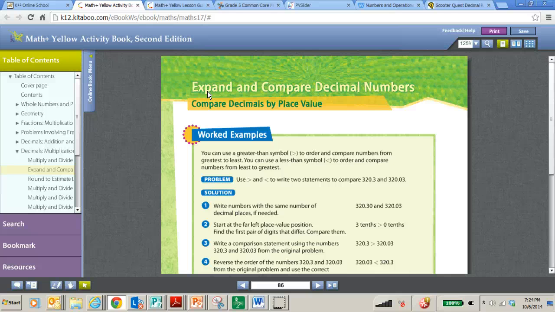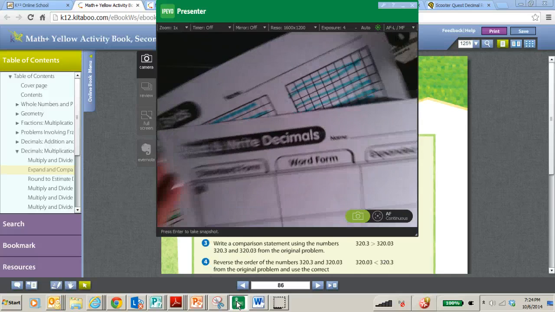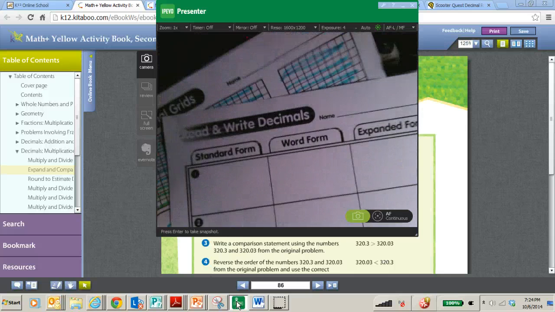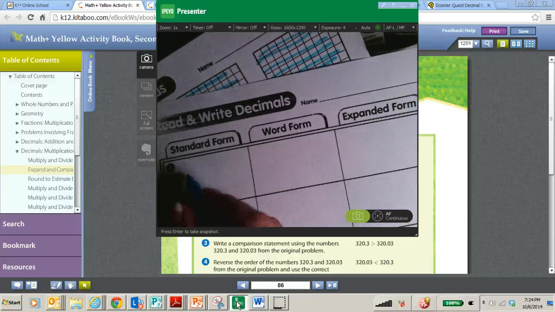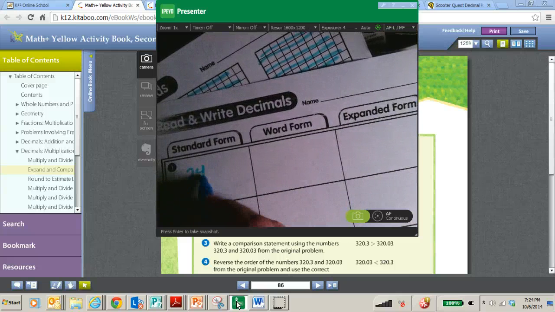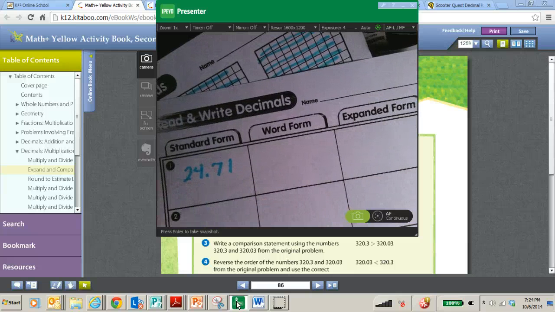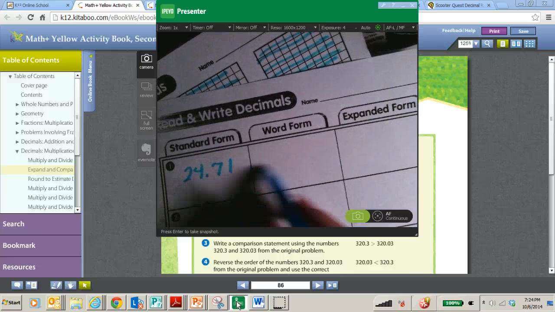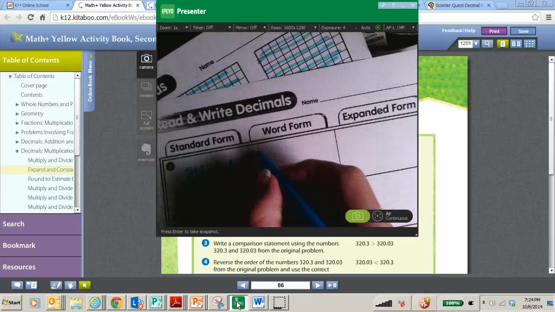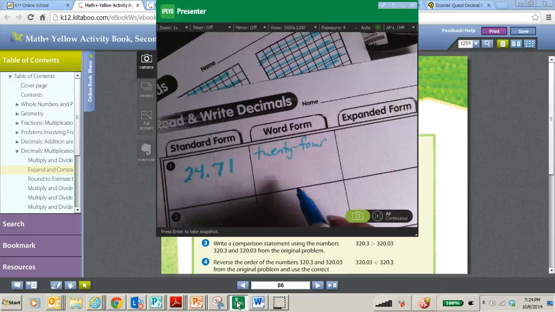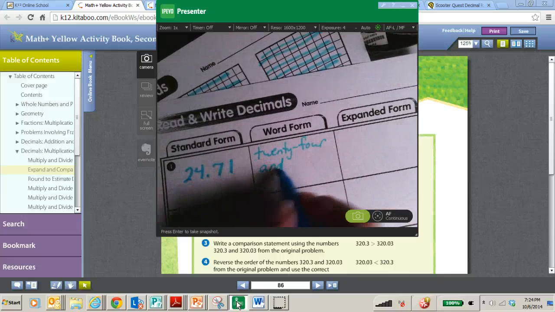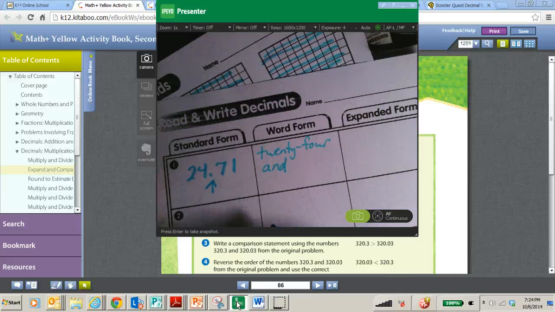Now this activity book doesn't necessarily have an activity on expanding decimals, so I'm going to show you my webcam here. This is stuff that you will see in the lessons, and you will see it in the OLS, but let's write a decimal. Let's say we have 24 and 71 hundredths. If I were to write that in standard form, I would write 24, and every time I get to a decimal, I put the word and. We always want to put an and when we get to a decimal.